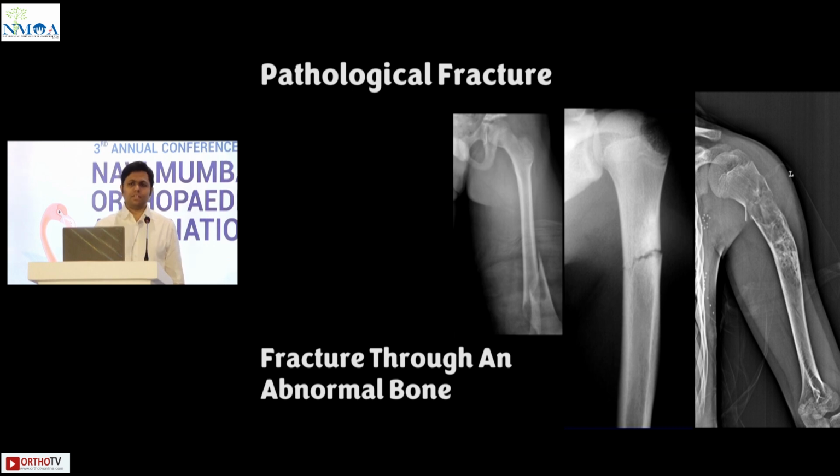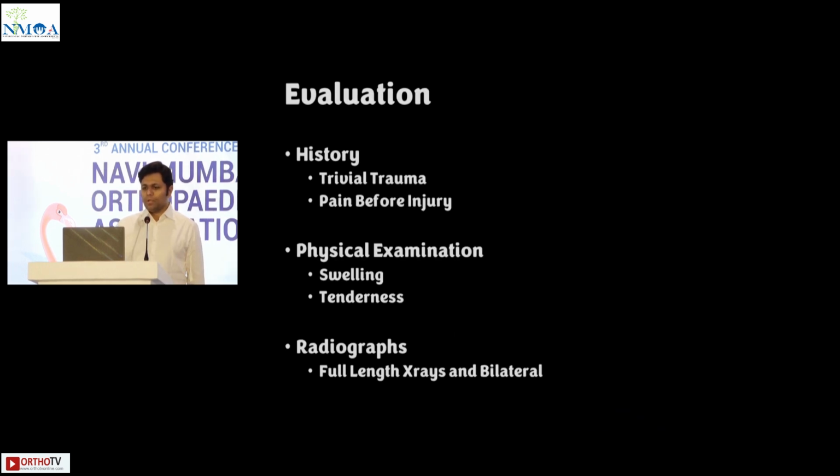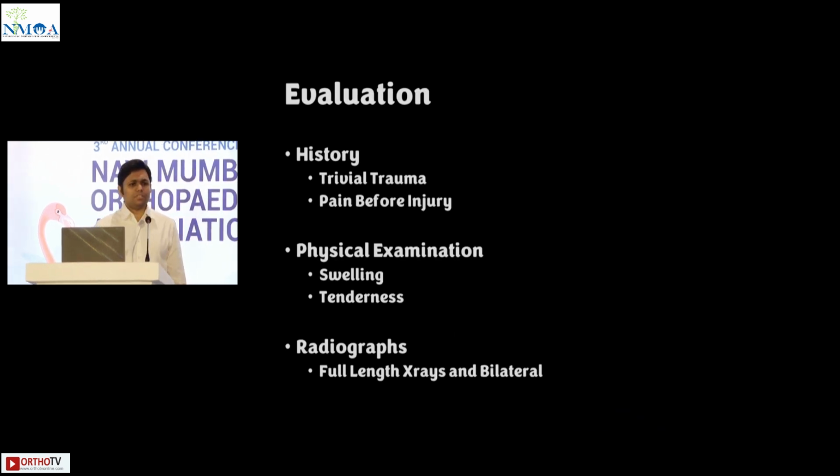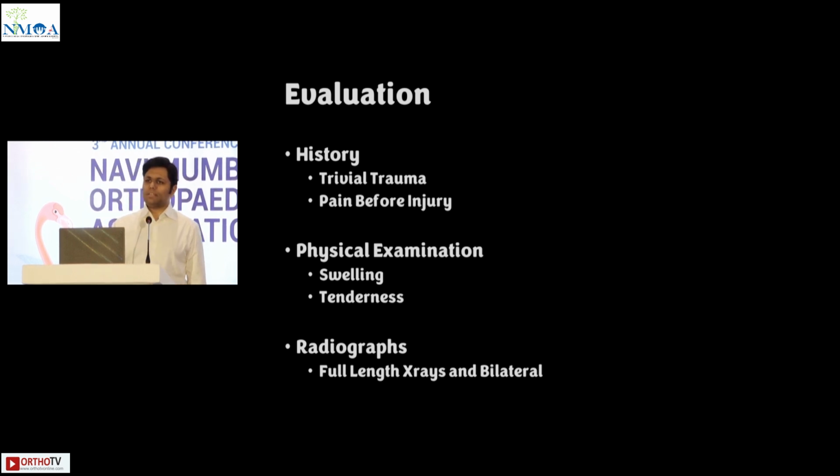Basically, this is a fracture through an abnormal bone. This may not be because of high velocity injury, but could be associated with minimal or trivial trauma. So what is important is evaluation. You will have a patient with the X-ray, but you have to evaluate right from the beginning.